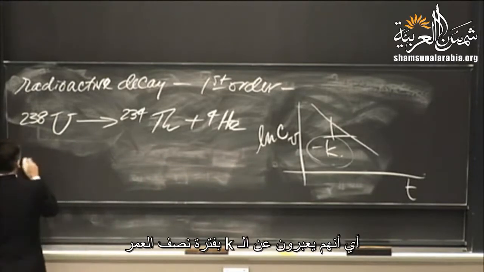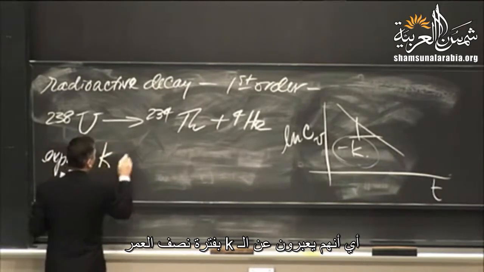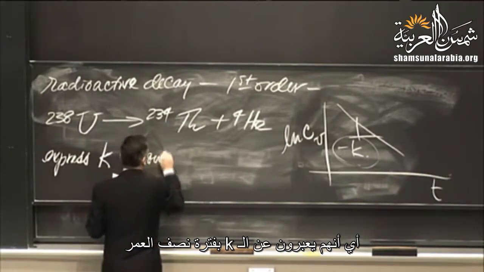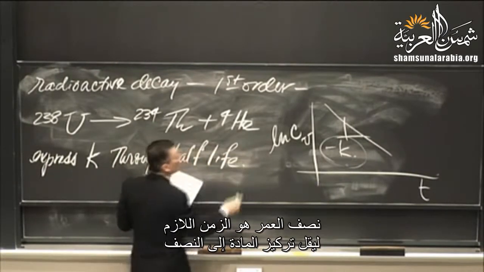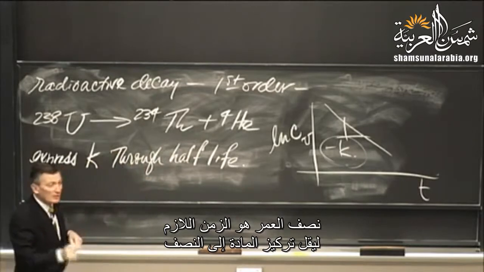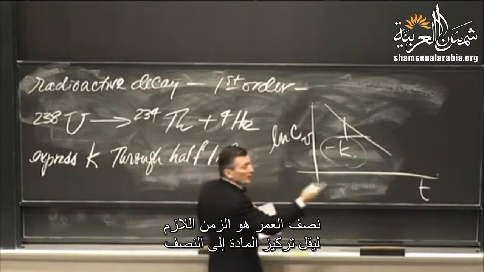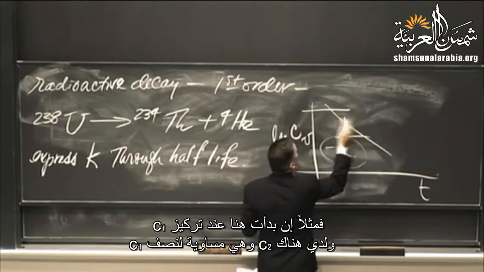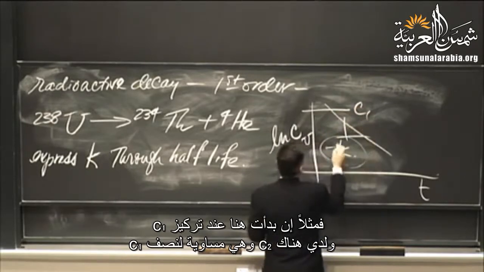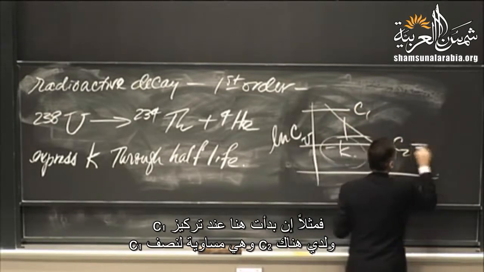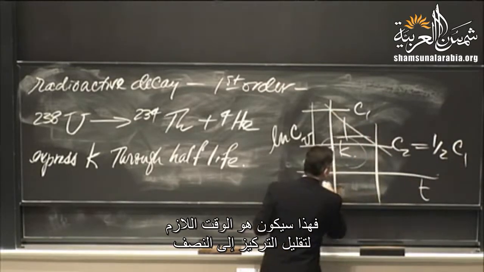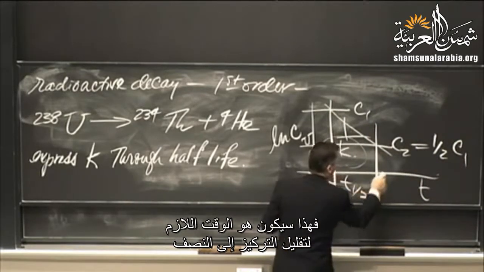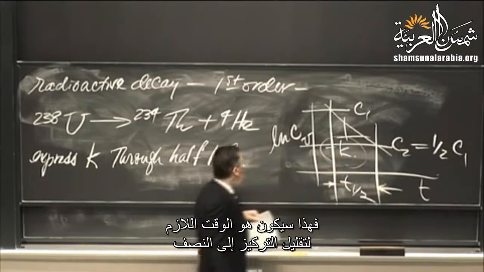Okay, so instead express k through the half-life. And the half-life, as the name implies, is the time it takes to decrease the concentration of the species by a half. So if I start off here at C1, and down here I have C2 equals 1/2 C1, then this is the time it takes to cut the concentration in half.